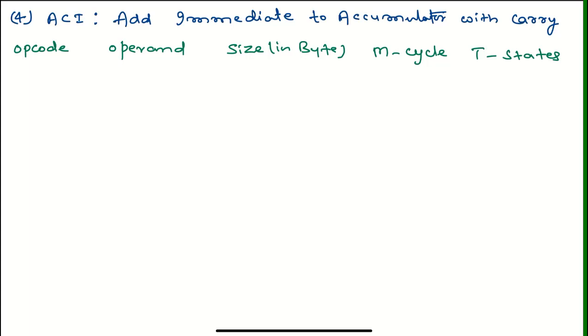So in this video, I'm going to explain the fourth instruction of this arithmetic instruction group. The instruction is ACI, add immediate to accumulator with carry. The meaning of this statement is add the immediate content with the content of accumulator along with the status of the carry, and after performing the addition, this result will be stored into the accumulator itself, and as a result of this addition operation all the flags will be modified.